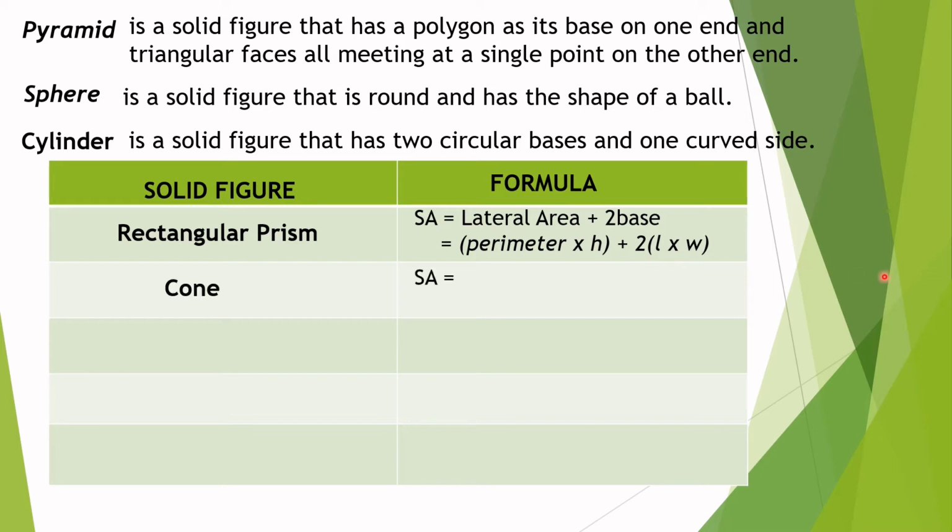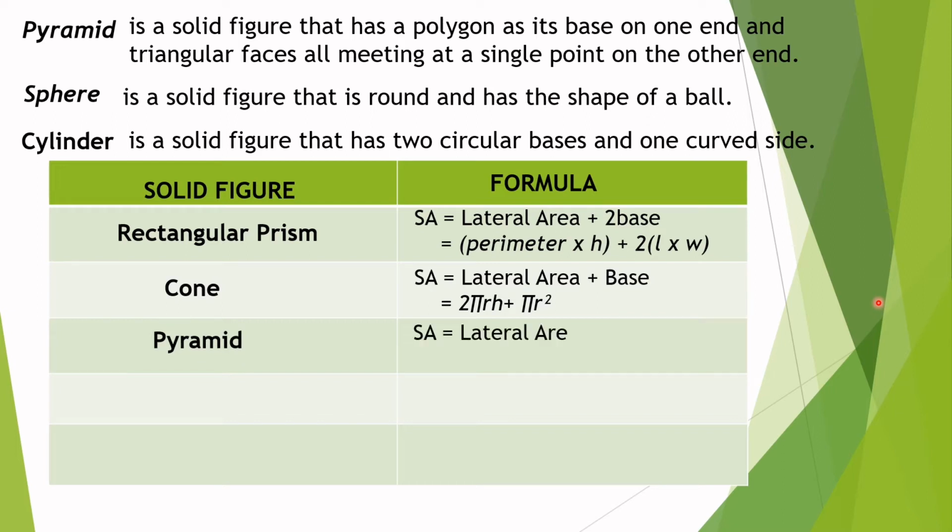Next, we have cone. SA is equal to the lateral area plus the base. So for the lateral area, we have 2 pi r h. And for the base, we have pi r squared. Therefore, we have 2 pi r h plus pi r squared. Next, we have the pyramid. SA is equal to the lateral area plus the base. For our lateral area, we have 4 times 1/2 base times height, plus for the base, we have s squared.